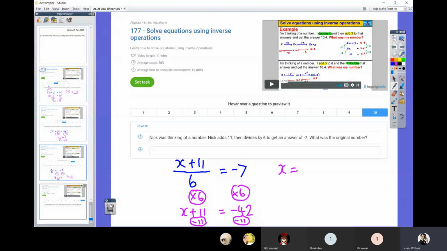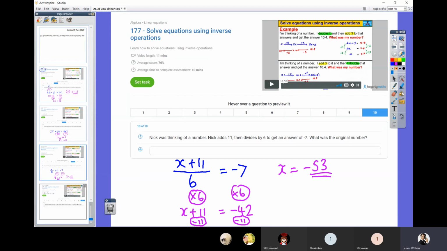Okay, so our final answer is x equals minus 42, and then you take away another 11 from that. So think the number line. You're on minus 42 over on the left, and then you go a further 11 to the left of that. That's going to take you to minus 53. So what we're saying is Nick thought of a number that was minus 53. He then went and added 11. He then divided by 6, and that gave him the minus 7. So the original number that Nick thought of was minus 53.